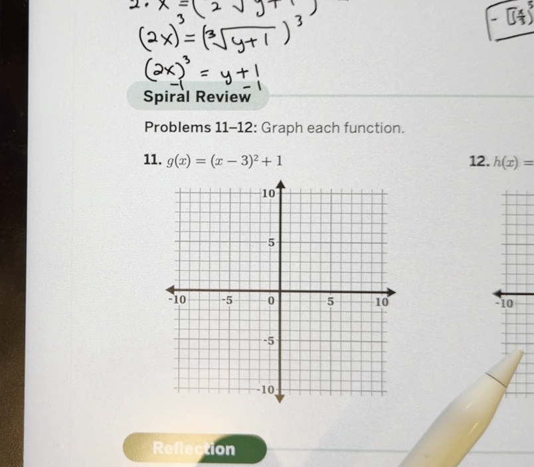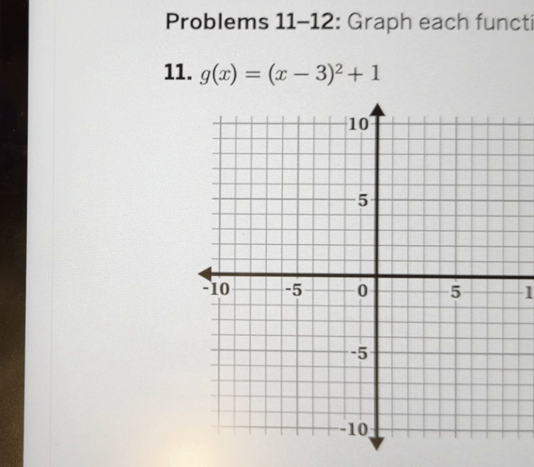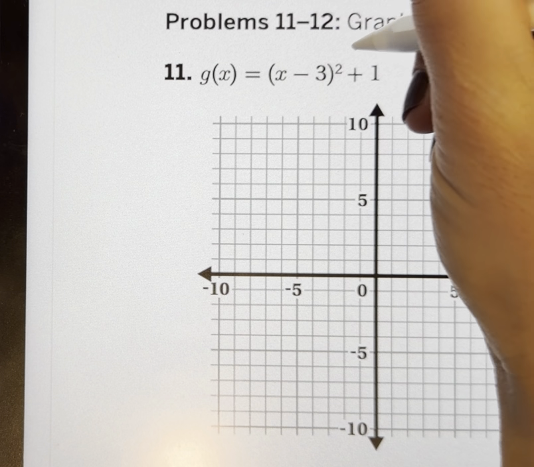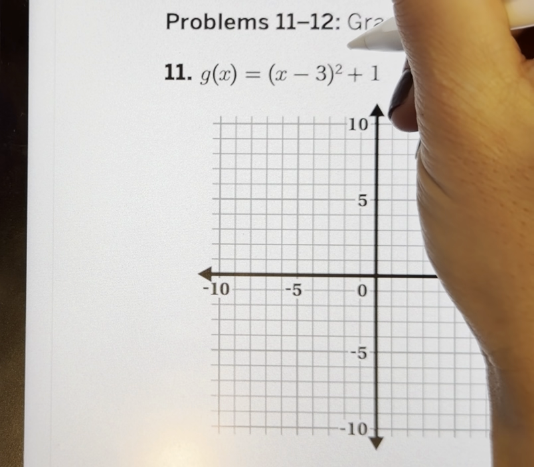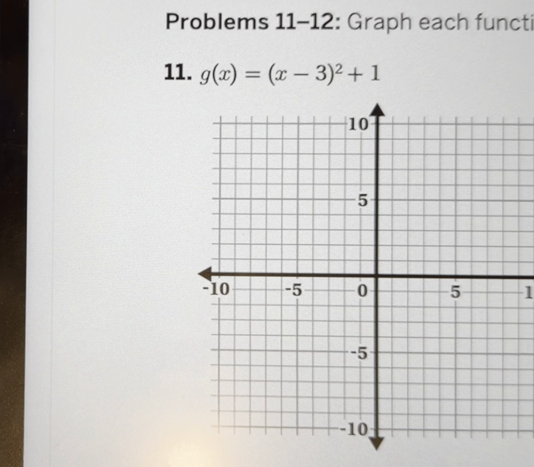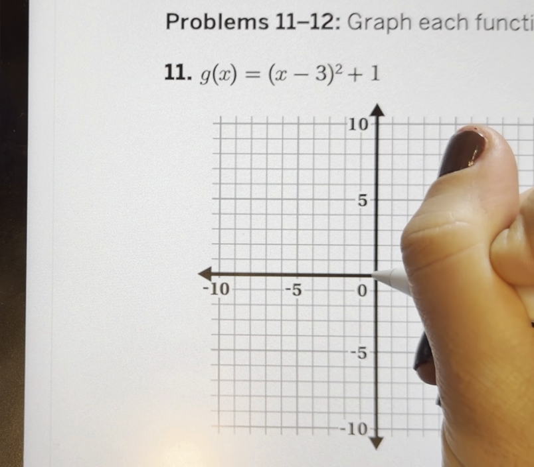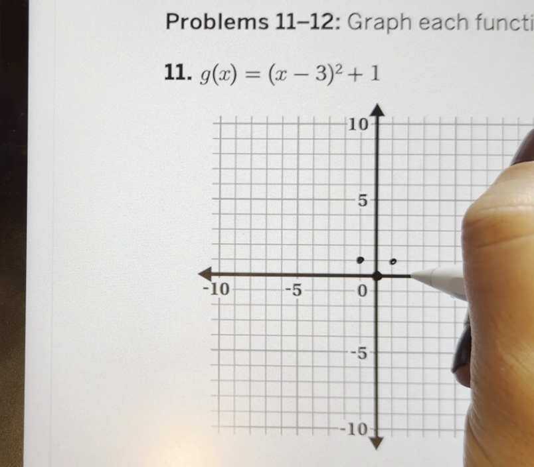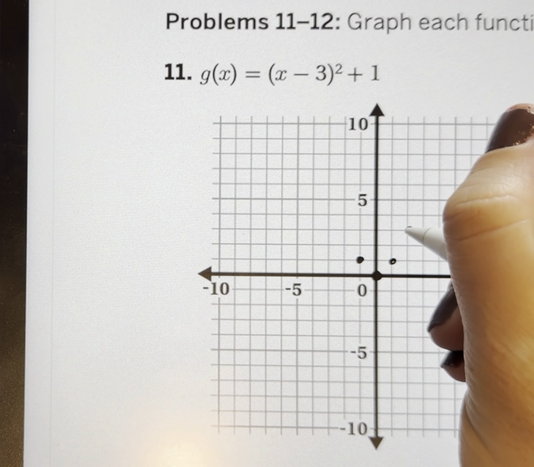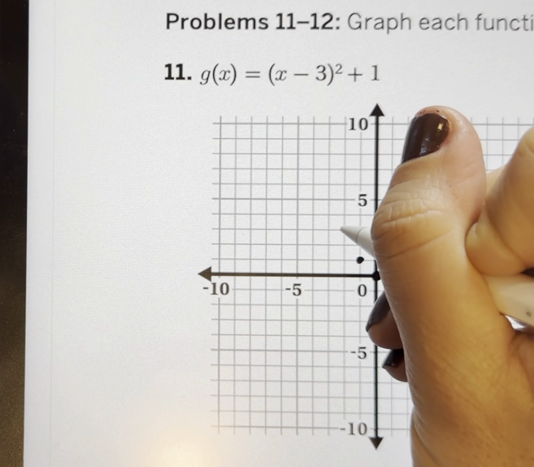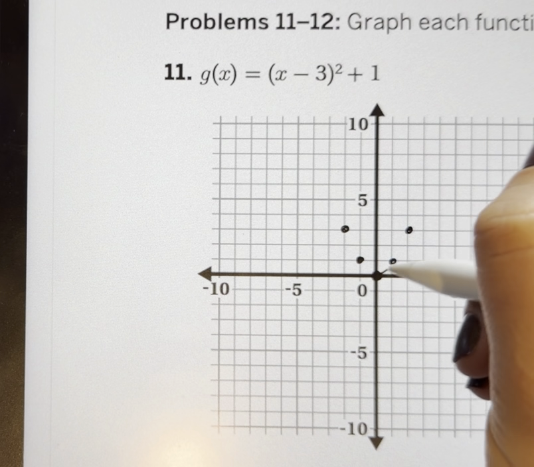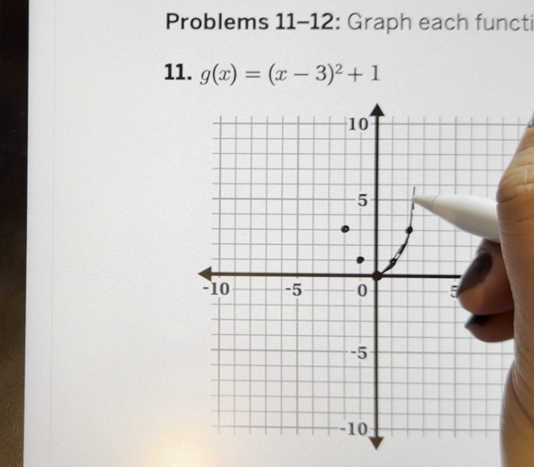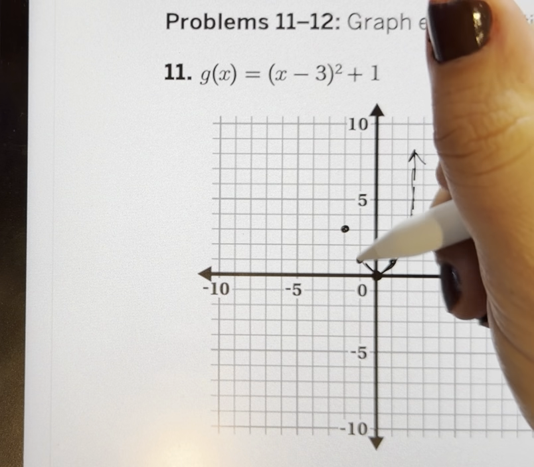Okay, now we're graphing. Let's do it. This is a quadratic, which means the graph is a parabola, which means that it will start out at 0, 0, and 1, 1, and -1, 1, and 2 squared is 4. So -4. If you remember our good old friend, the parabola.